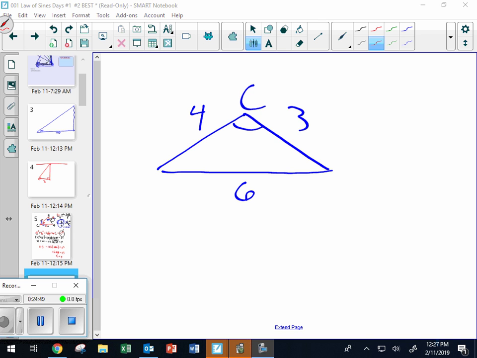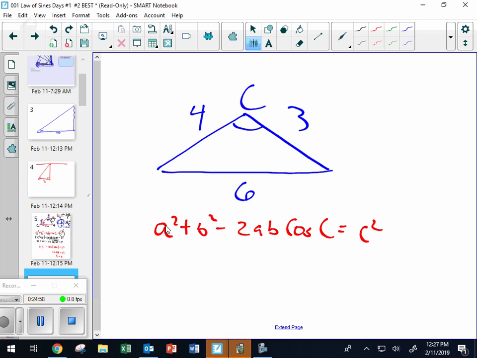It's a squared plus b squared minus 2ab cosine of big C. And A and B don't matter. So I'm going to call this A and this one B, but if you used it the other way, it won't hurt. It'll be fine. So that makes this 3 squared plus 4 squared minus 2 times 3 times 4 times cosine of big C. I don't know big C. I know little c, and that's 6.